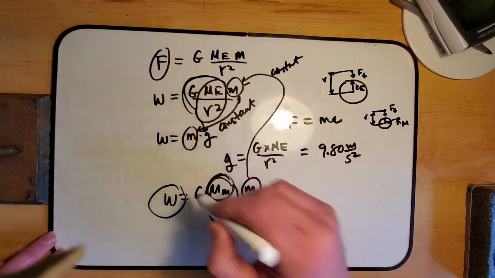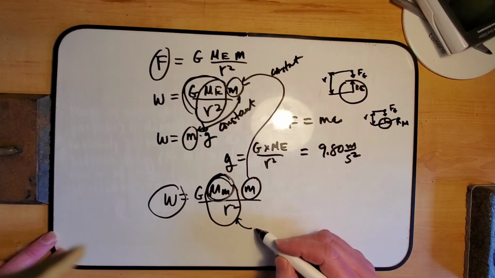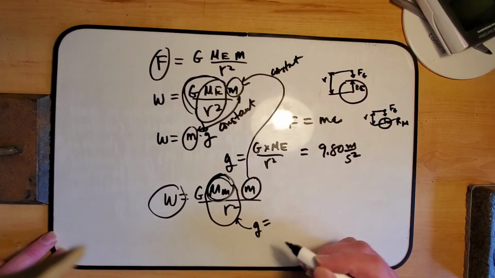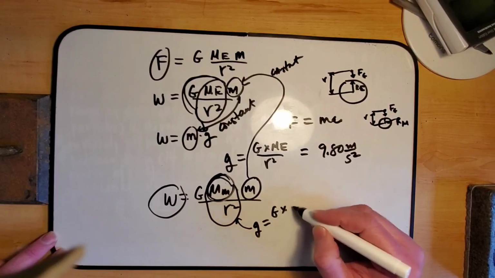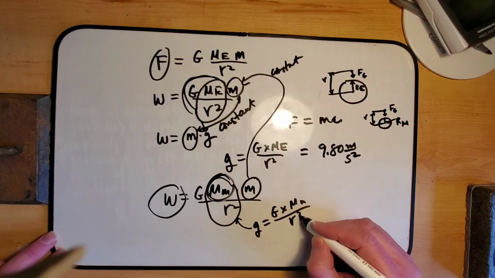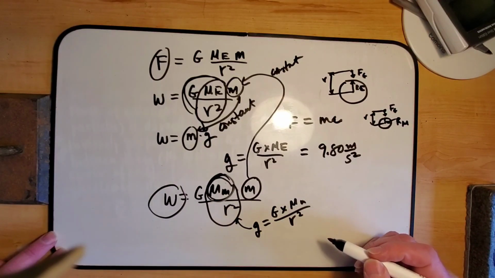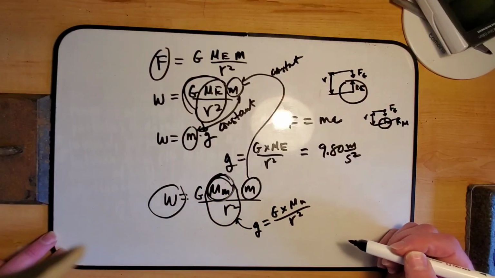This stays the same. But if you want to calculate the acceleration due to gravity on the moon, you will have to say g is equal to G times the mass of the moon divided by the radius of the moon squared. And that's how you're going to get the acceleration due to gravity on the moon. And that should be 6 times less than the acceleration on the Earth.